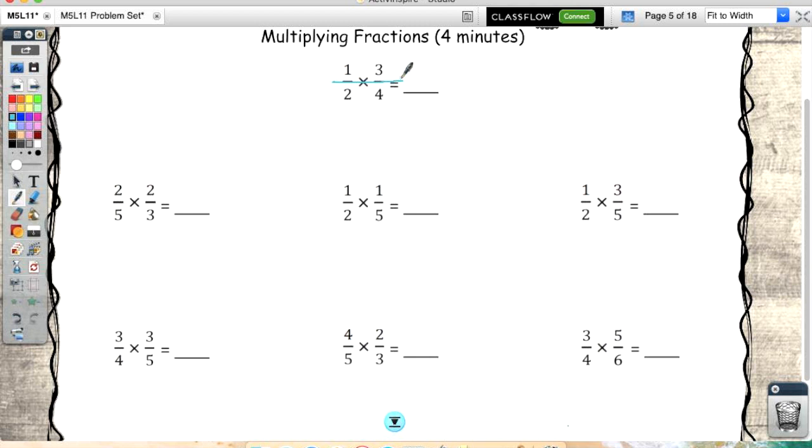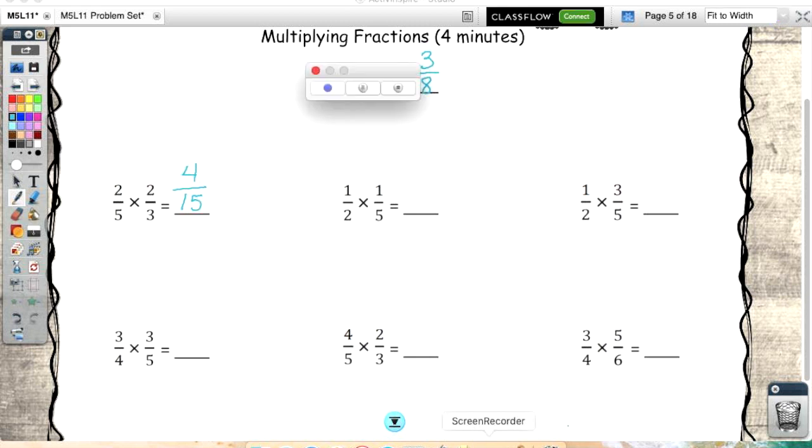So when you multiply fractions, you multiply straight across. So the answer to this would be 3/8. Okay? What about the answer to this one? 4/15. Okay, finish these, and then I'll have table groups help me answer them.